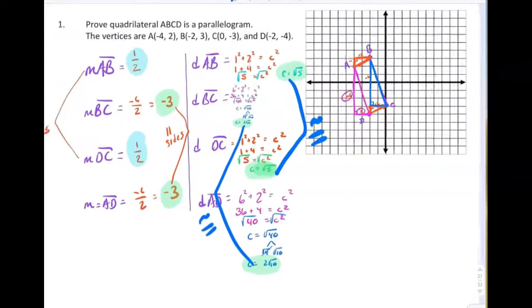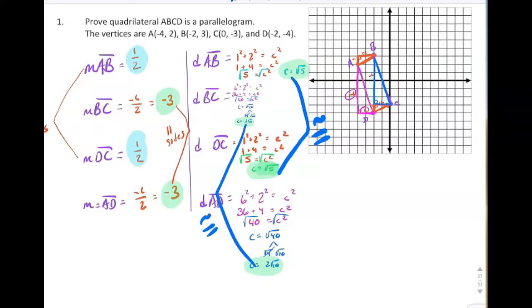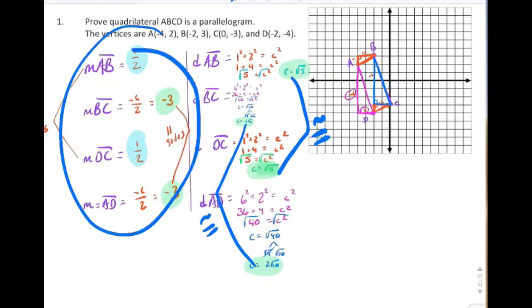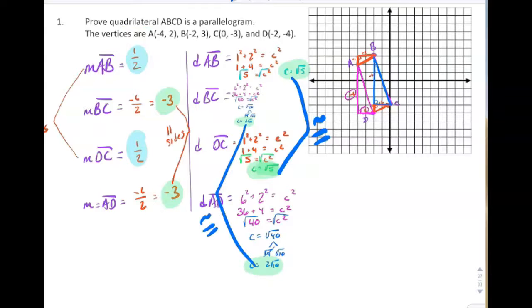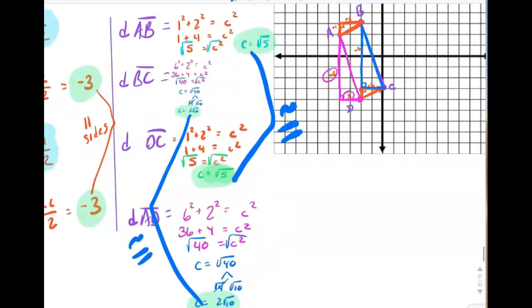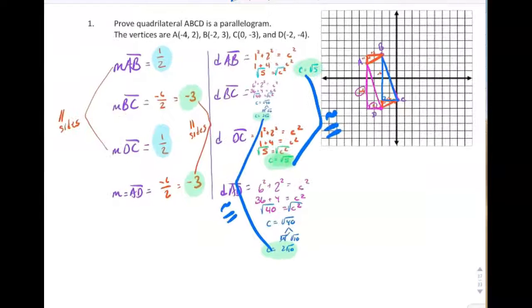So what we just proved is more than enough information. We had 2 sets of parallel sides, 1/2, 1/2, and -3, -3 for slopes. And we just proved that we had 2 sets of congruent sides, radical 5 and 2 radical 10. So if you can just understand how to find 4 slopes and 4 distances, you are 3/4 of the way through a coordinate proof. And we'll practice that more as the week goes on.